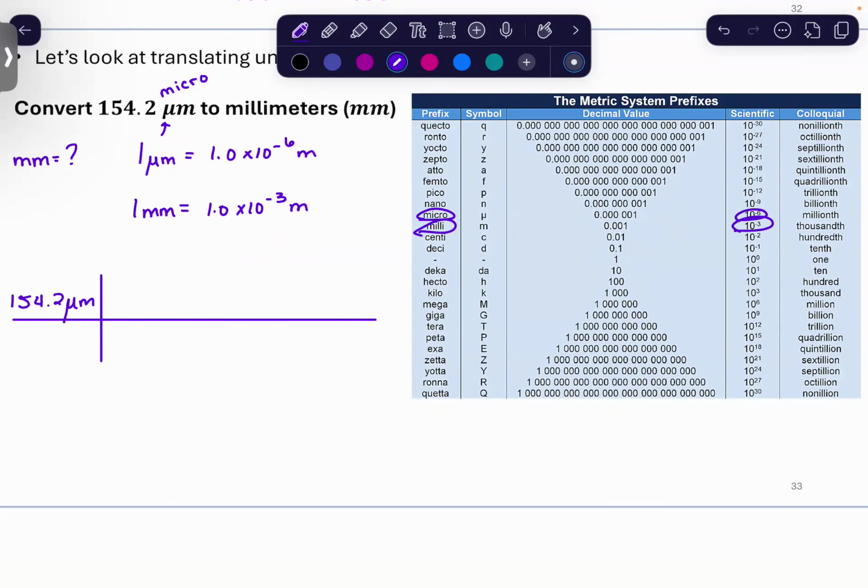Okay, now I need to put my conversion factor in here in a way that cancels out micrometers. Well, if I put micrometers on the bottom now, then micrometers will divide out. So if I put 1 micrometer is 1.0 times 10 to the negative 6 meters. And now I want to get rid of meters to go to millimeters. So that's where I have my second conversion factor.